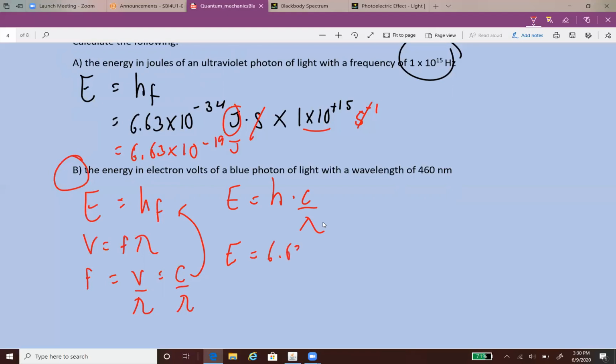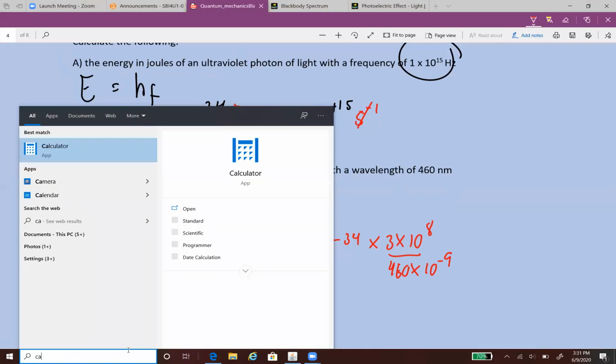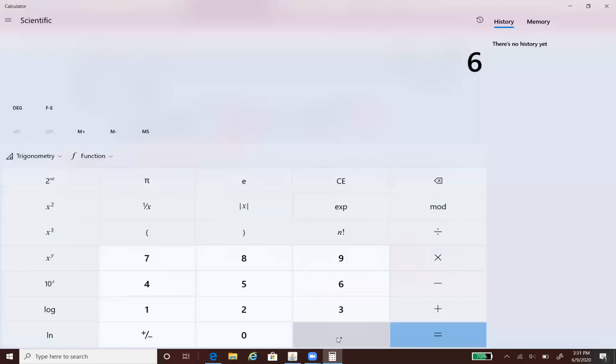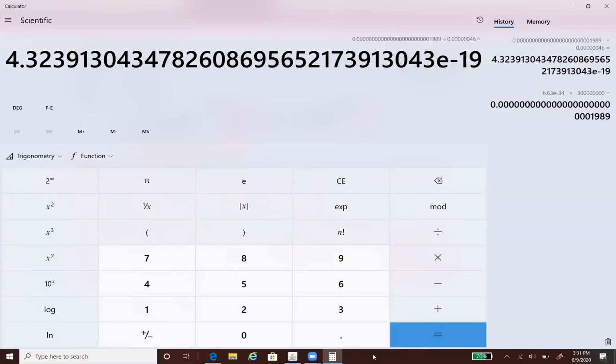That would be Planck's constant times the speed of light over the wavelength. So if we do that, where's my calculator? 6.63 times 10 to the negative 34 times 3 times 10 to the 8, divided by 460 times 10 to the negative 9, because a nanometer is 10 to the negative 9, gives 4.3 times 10 to the minus 19.